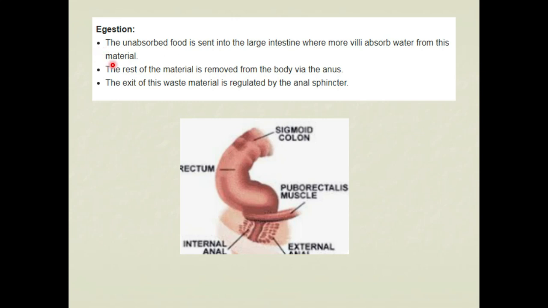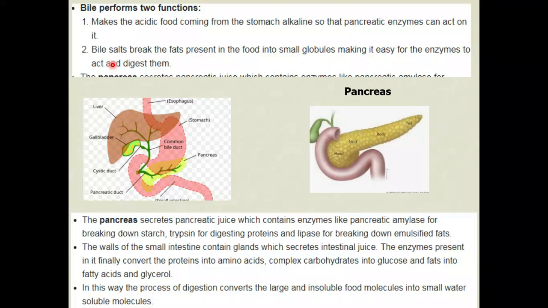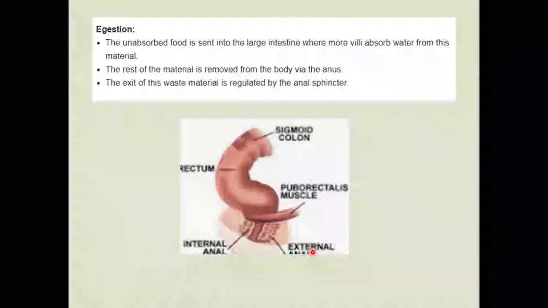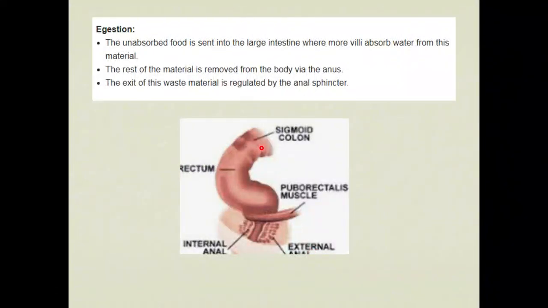I haven't told you about the large intestine. Finally, the large intestine will absorb the excess amount of water and the remaining materials will be excreted out through the anus. So here you can see the rest of the material after absorption of water content from the large intestine will be removed by our body via the anus. The exit of this waste material is regulated by anal sphincter muscle cells. So this is also a very important question.